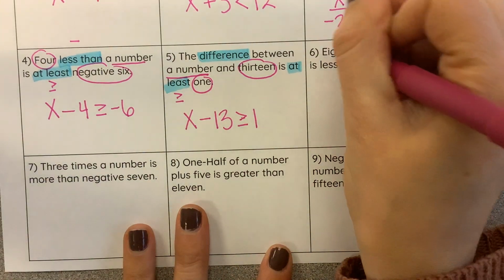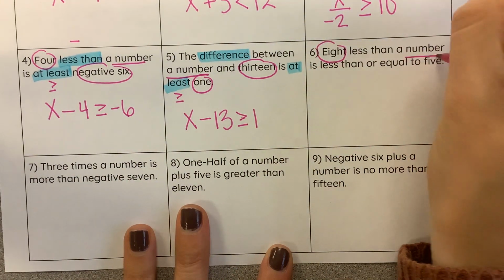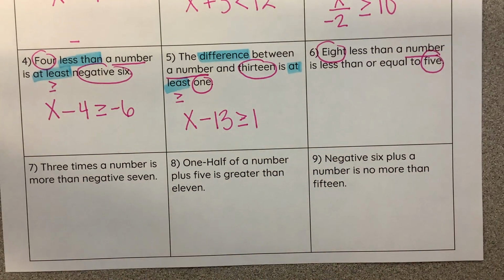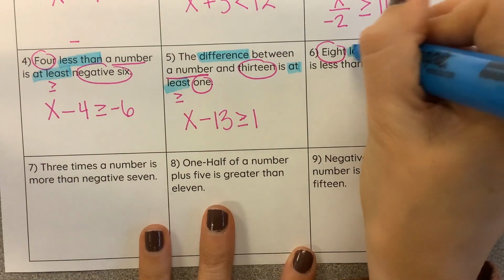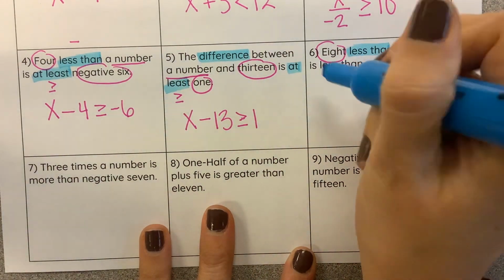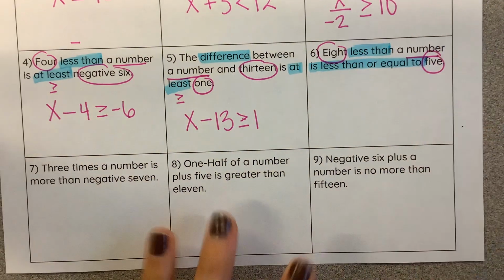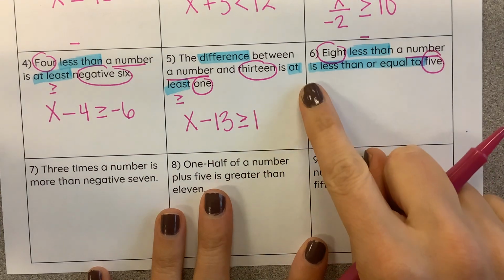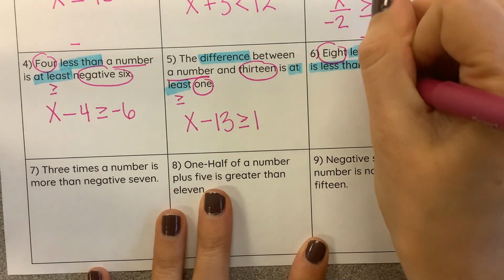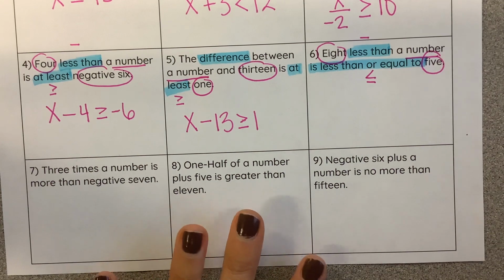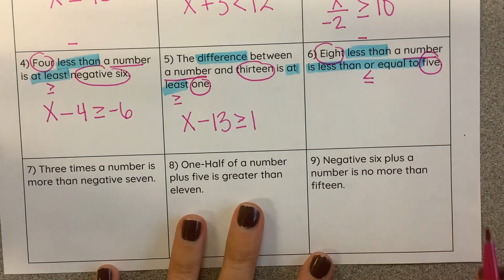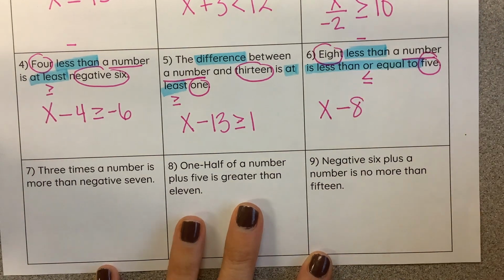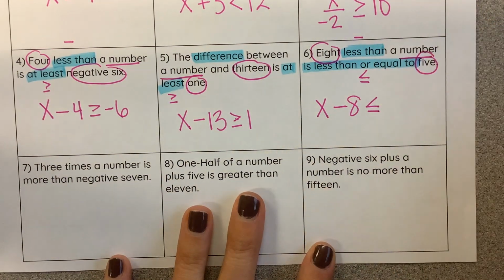Number 6, 8 less than a number, our unknown number, is less than or equal to 5. So here's the difference. This just says less than, 8 less than. This says is less than or equal to. So where it just says less than, there's no is, that's subtraction. Here, when it says is less than or equal to, that is our symbol for inequalities. So 8 less than a number, again, that means we are subtracting 8 from our unknown number, and that is less than or equal to 5.